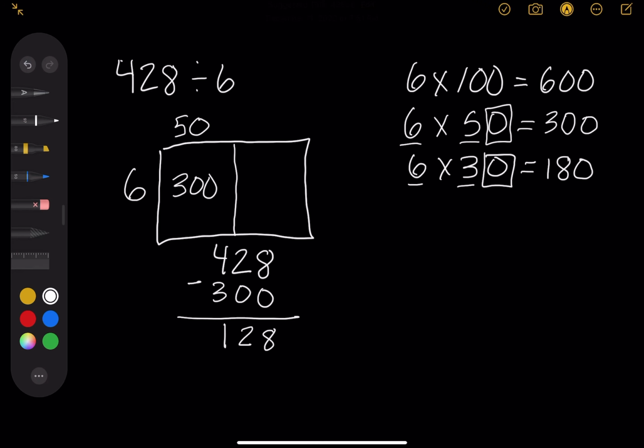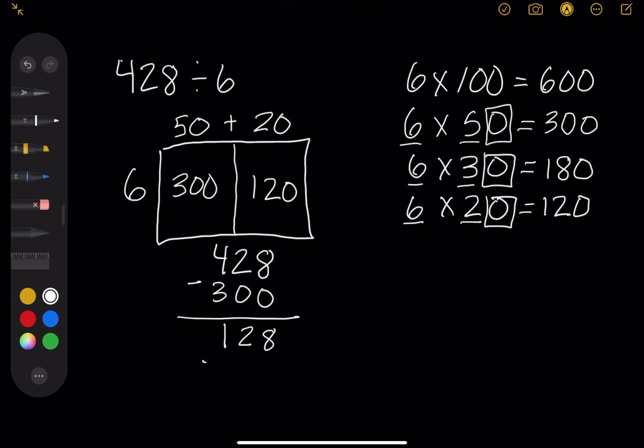So let's keep going. Maybe 6 times 20? Let's try it. I know 6 times 2 is 12. Then I add my 0. That's 120. That's definitely less than 128, so I'm going to use it. So I'm going to add 20 up here and put my 120 in the box. So now what do we do? That's right, subtract. 128 minus 120 is 8.